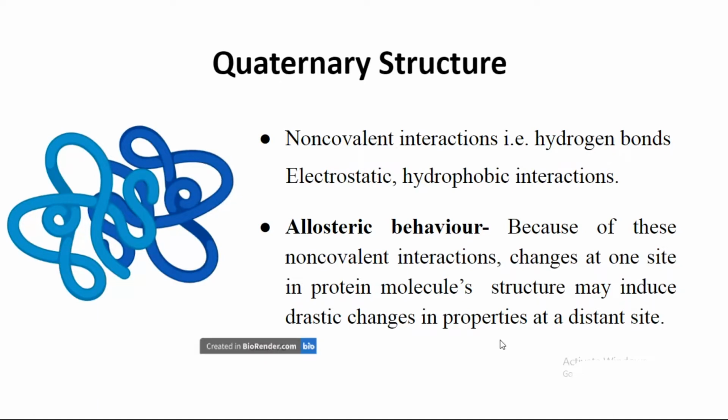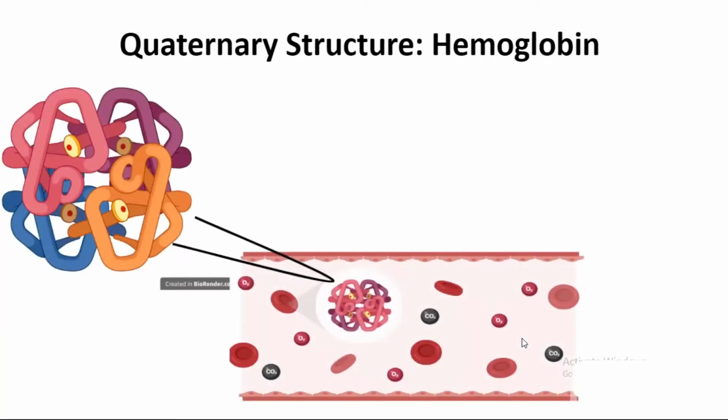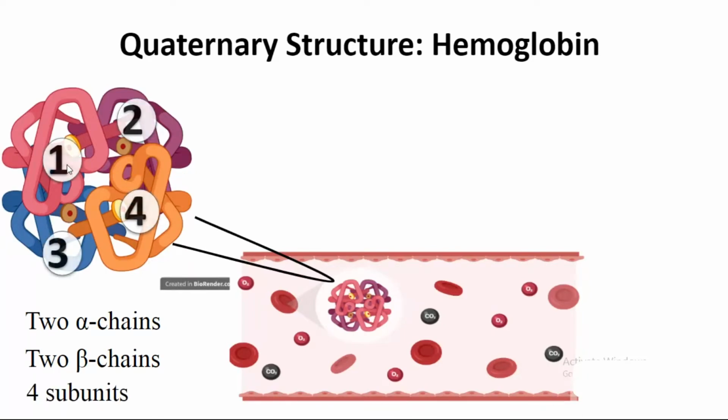And do you know that this allosteric behavior is well exhibited by hemoglobin, right? Hemoglobin, we all know, is a protein which transports oxygen in blood. Do you know that hemoglobin is an example of quaternary structure? Yes, it contains two alpha chains, two beta chains, and four subunits. You can see here four subunits in different colors like pink, purple, blue, and brown. These four subunits show that hemoglobin is a tetramer, right? And it shows the allosteric behavior really well.